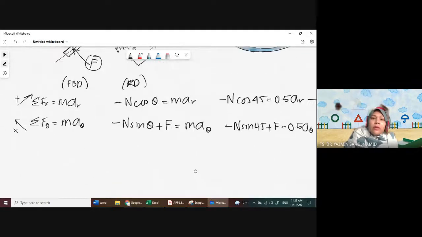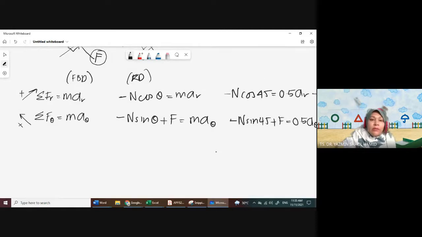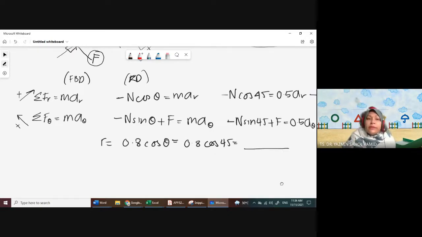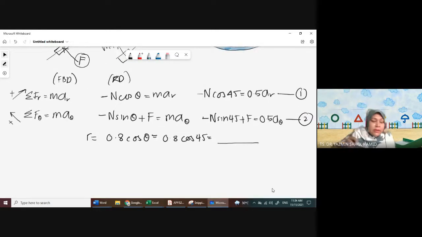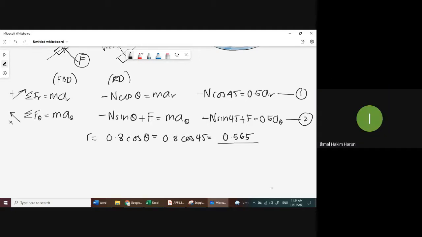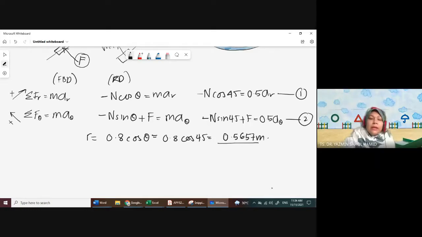Okay, now from the question, do we know what is R? We are given R, isn't it? R is 0.8 cos theta. So 0.8 cos 45 equals to berapa? R is given. What is your R? Can you please calculate? Do you get the same answer as me? 0.565. Okay, in meters.